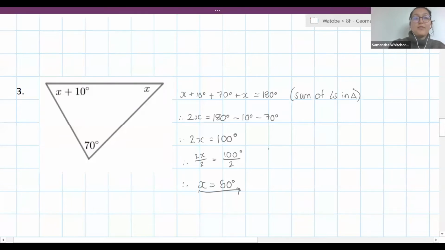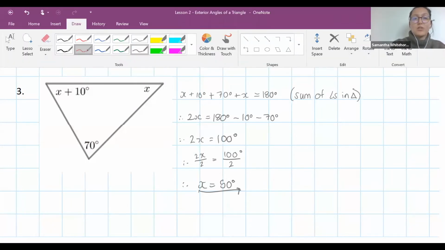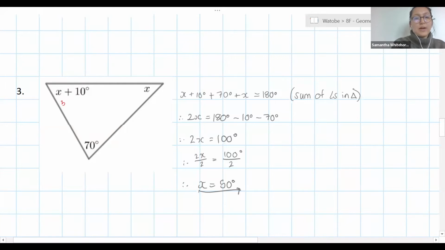You can then, if you want to, go and substitute back into your triangle. So you would have 50 plus 10 for this angle, and then 50 for the other angle, and go and check that they all add up to 180, which they do. But you have found the value for x there.